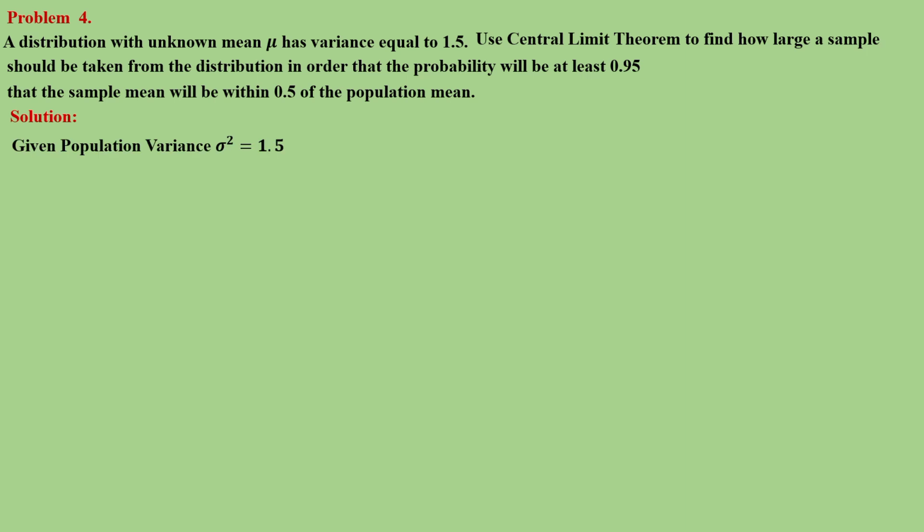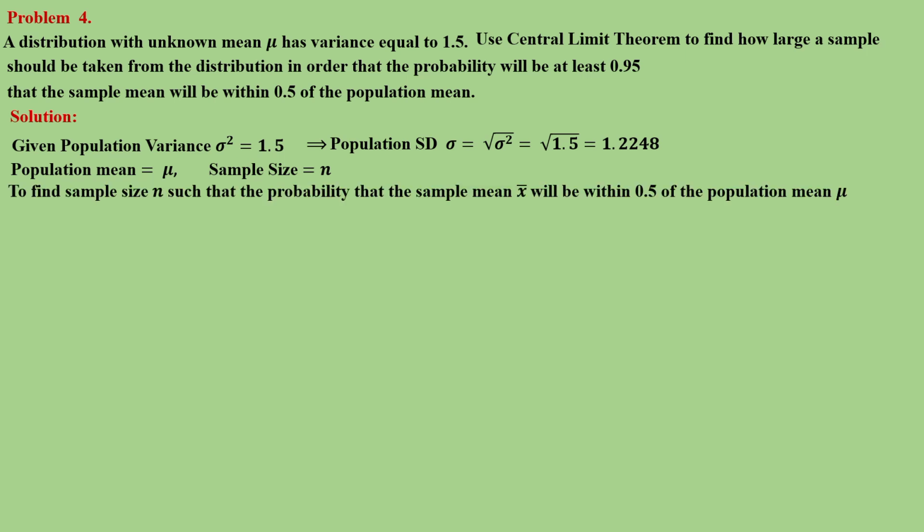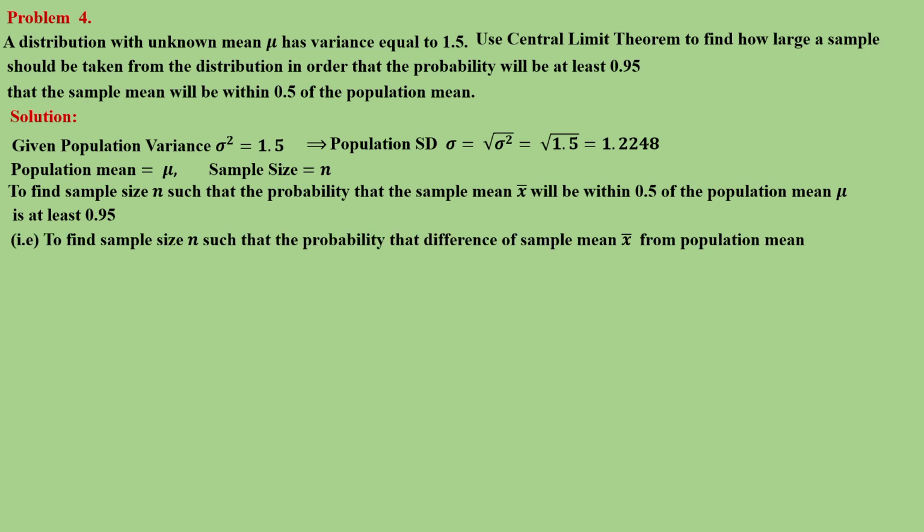So given population variance, they have given variance equal to 1.5, sigma square is equal to 1.5, so population standard deviation sigma is equal to root of 1.5, that is equal to 1.2248. Now population mean equal to mu, sample size is n, to find the sample size n such that the probability that the sample mean x bar will be within 0.5 of the population mean mu is at least 0.95, that is what they have given.